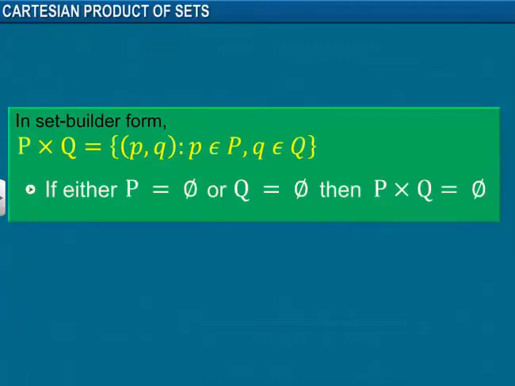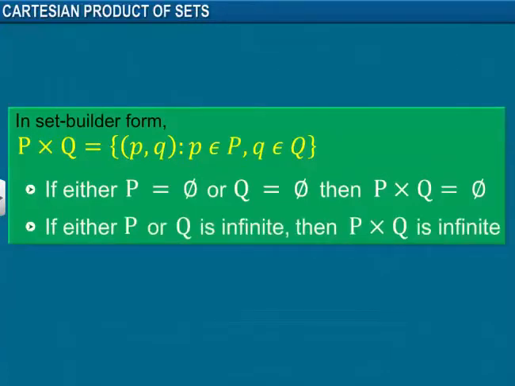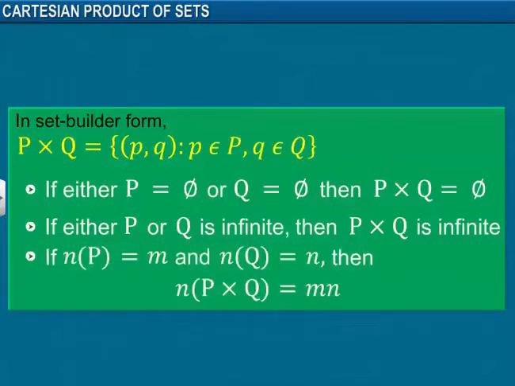On the other hand, if one of the sets is infinite, then the resulting Cartesian product is also infinite. If there are m elements in set P and n elements in set Q, then the total number of elements in the Cartesian product of P and Q is equal to m multiplied by n.